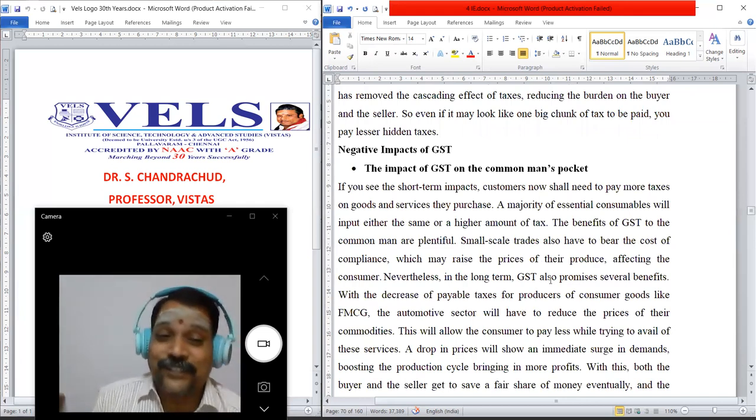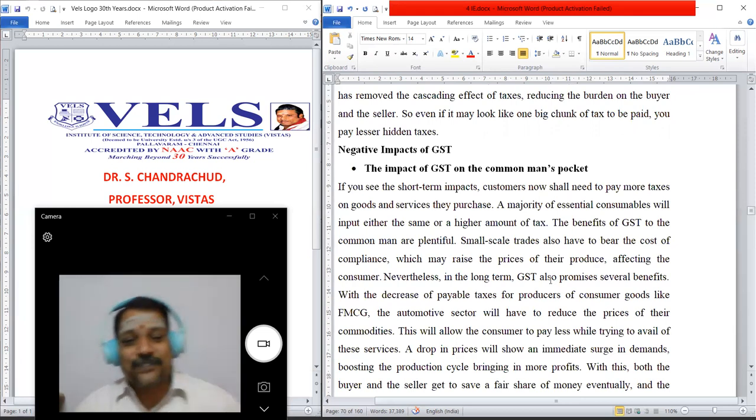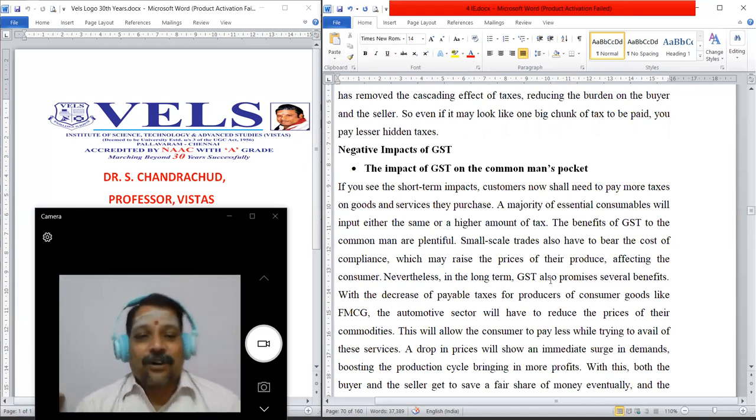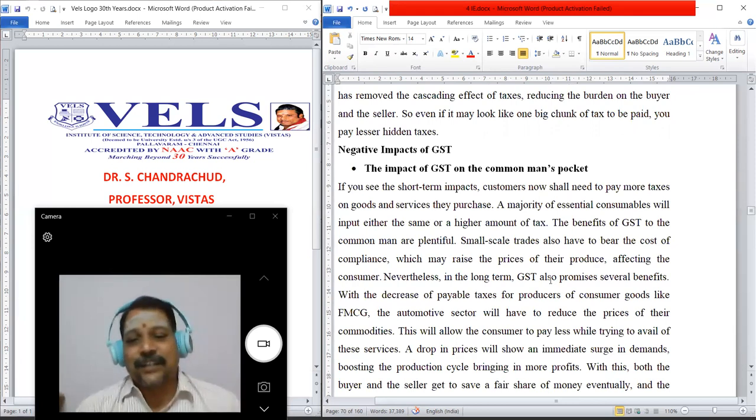A majority of essential consumables will have either the same or a higher amount because of the tax. For each and every product, there is some percentage of tax there. The common man is affected. The benefits of GST to the common man are plentiful, but the small-scale traders also have to bear the cost of compliance, which may raise the price of the produce, affecting the consumer.